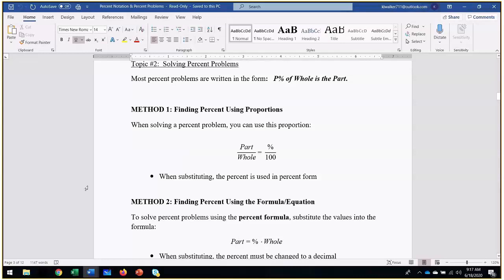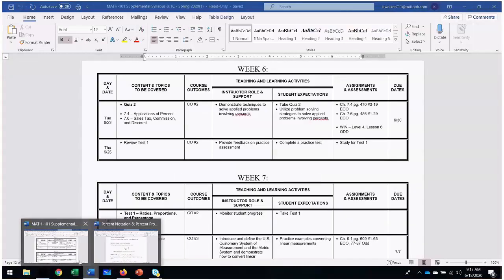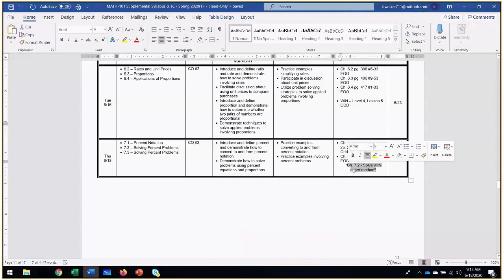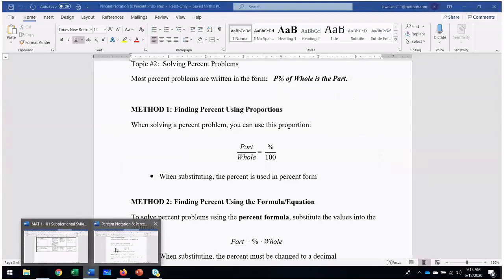On the homework, it also indicates that. So let me pull that up real quick and show you. It says here, when you're doing 7-2, which is the percent problems, do it either way. I don't care how you do it. The book says to do it one way versus the other way. I don't care. Pick one of the ways that you like best.